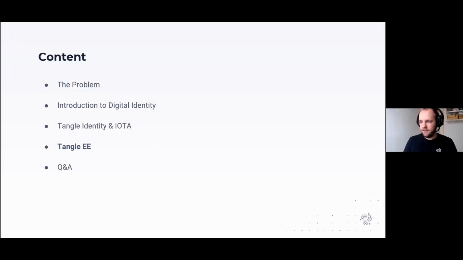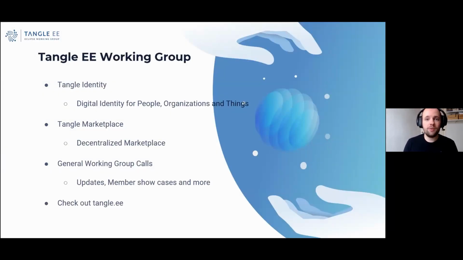Let's dive a little bit into Tangle EE. Tangle EE is the working group that is hosting the Tangle Identity project. Besides that, there's also the Tangle Marketplace project, which tries to create a decentralized marketplace experience where people, organizations, and devices can all negotiate terms on purchasing specific services, such as something as simple as transporting something from A to B. And devices can bid, people can bid, and they can request services like that as well. In addition to these two projects, we have our general working group calls, which give updates on these two projects, but also showcase how the members of this working group are using this technology and more stuff like that. So they're very awesome calls.